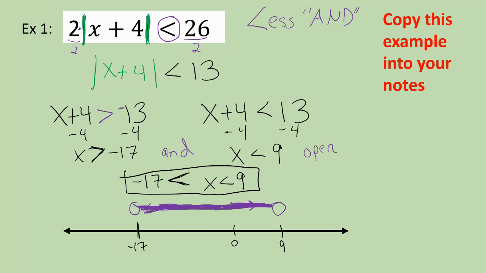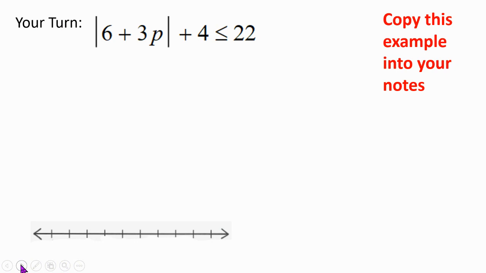So what I need you to do now is, after this video ends, I want you to go to this problem and try it yourself. And so I'll wait for a few seconds so you can write it down, and then I'll go back and go over this problem with you.